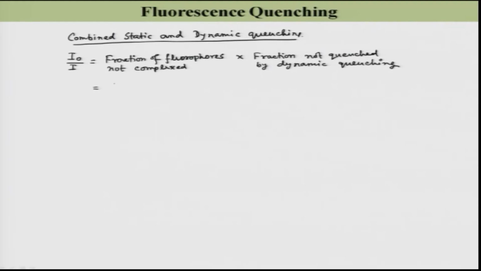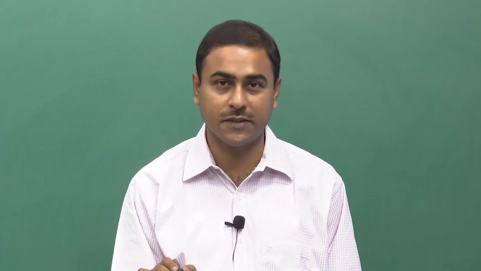So, I can write this, the first part, obviously I know what is that. This is 1 plus Kq tau 0 into concentration of the quencher, multiplied by the second term. This is nothing but 1 plus Ks. This is my equilibrium constant for the complex formation, and I cannot write this Ks as Kq into tau 0, right, because this is a ground state. This is completely different thing.